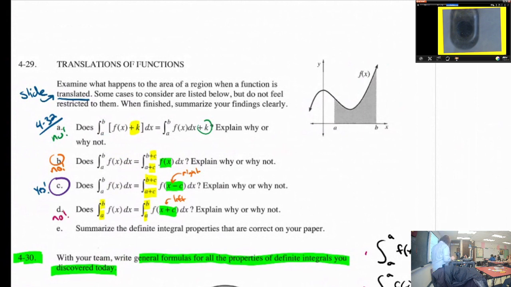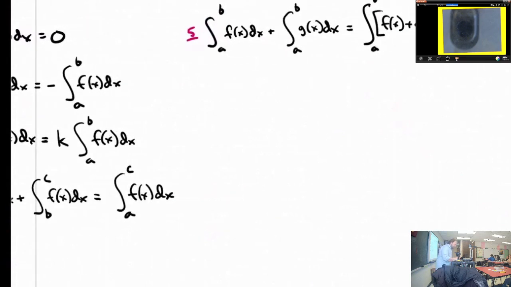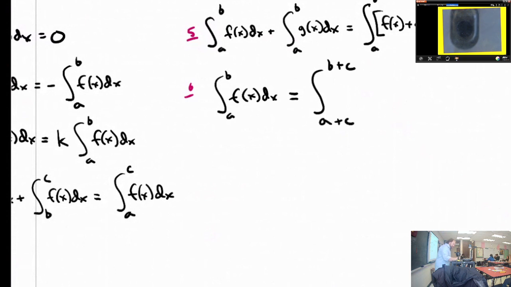So let's add one more to our list of rules for 430. Let's add question C, because that's pretty much the same thing. Let's call this rule number 6. You can take an integral from A to B of f of x dx, take that existing area under the curve, and slide the bounds c steps to the right. Or to the left. You can make it minus c if you wanted to.